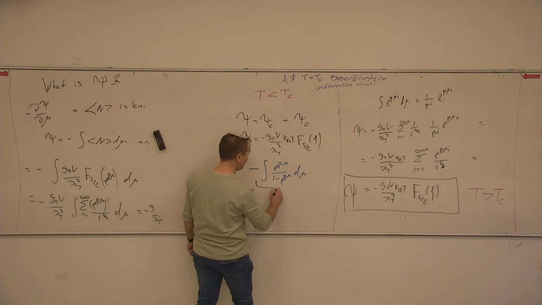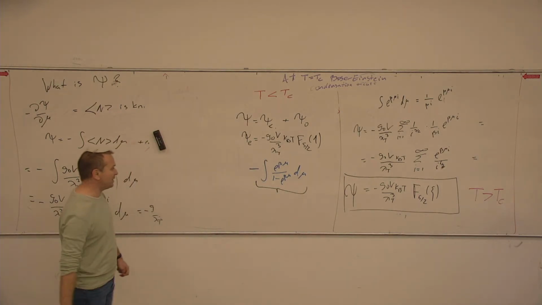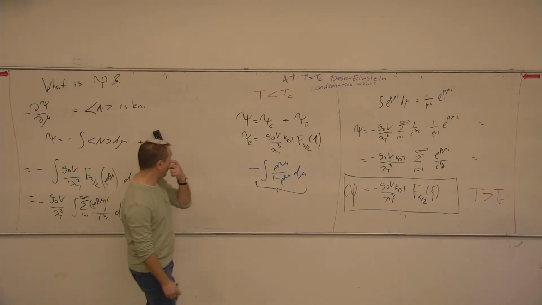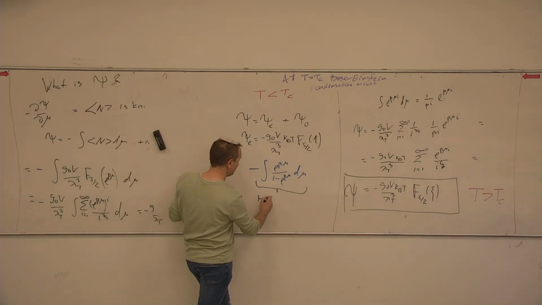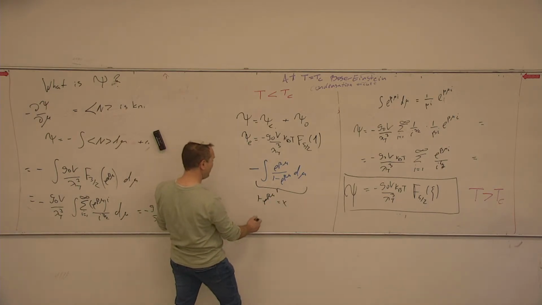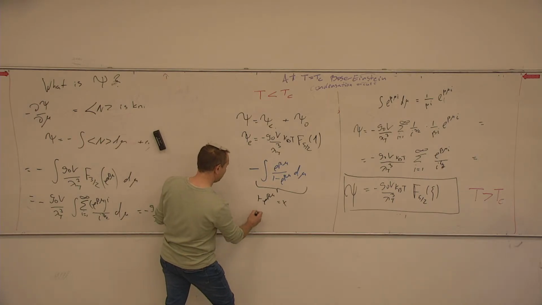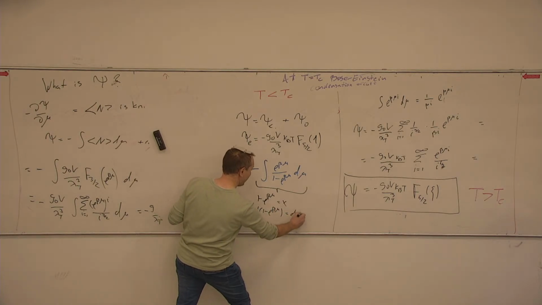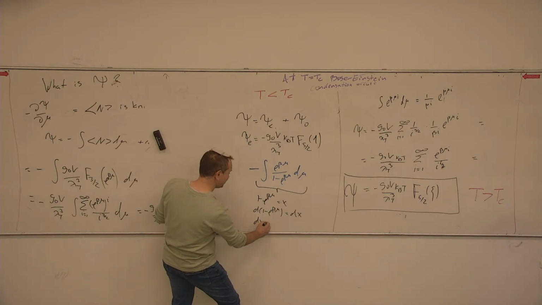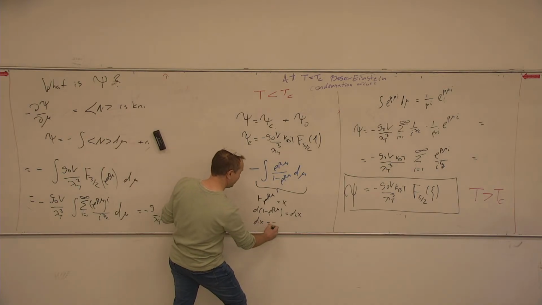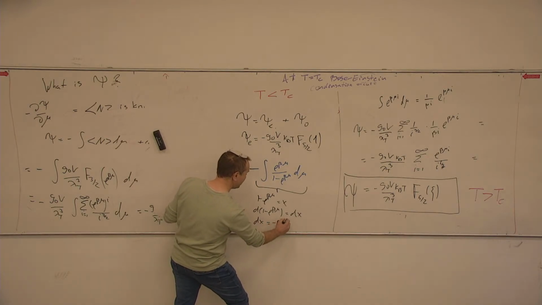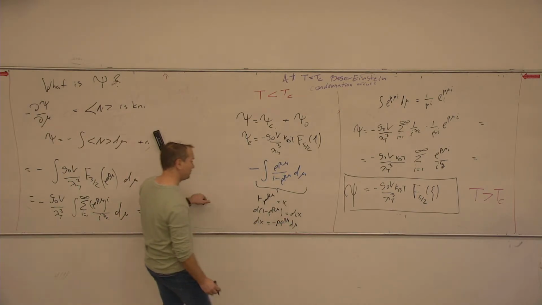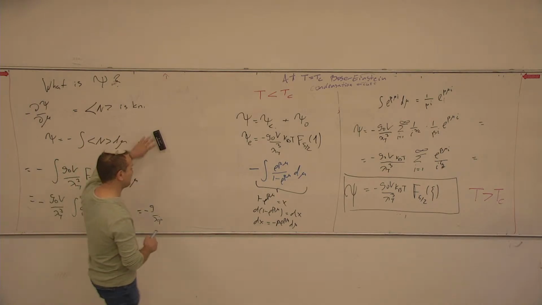How do we compute it? So let's say that 1 minus e to the power beta mu equals x. Okay, so what we know is that d of 1 minus e to the power beta mu equals dx. So dx equals minus beta e to the power beta mu d mu.